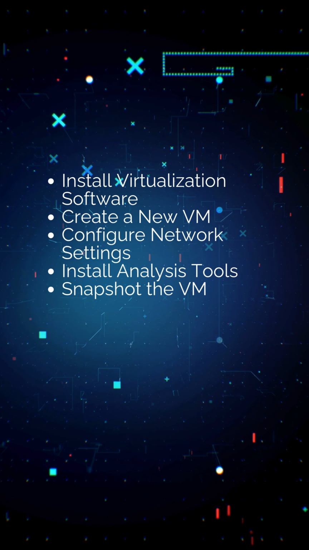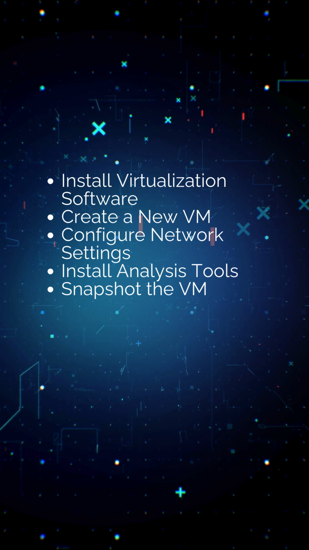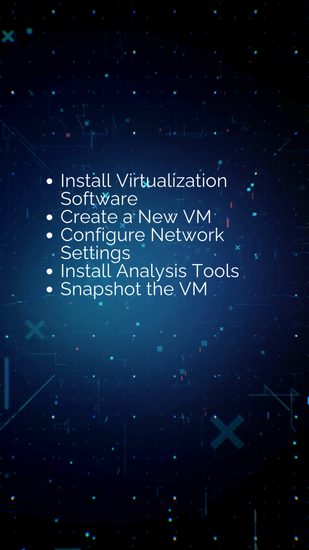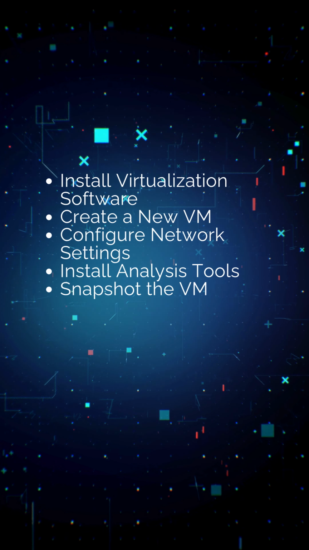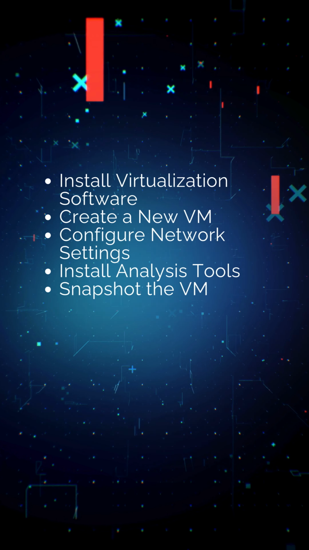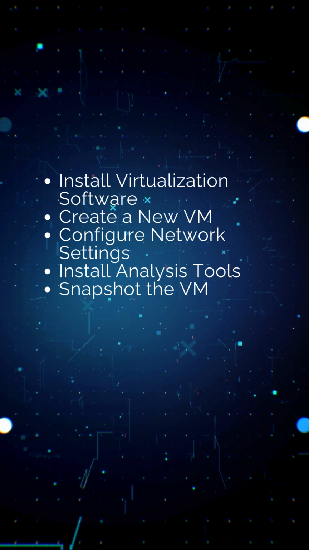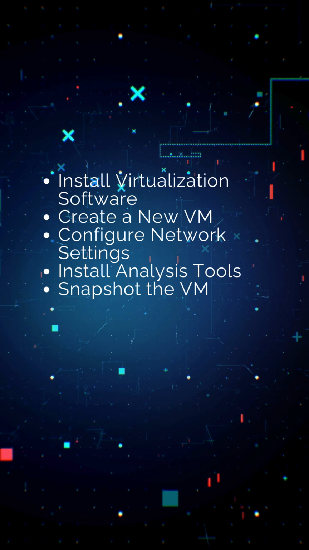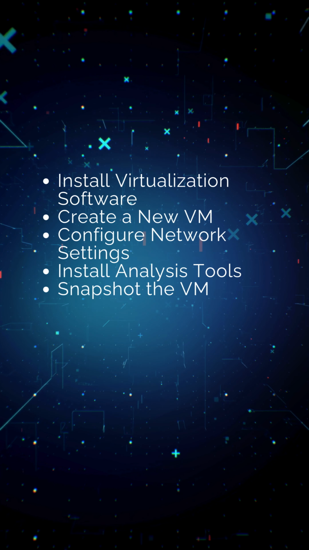Isolated virtual environments allow you to examine malware without risking the integrity of the host system or network. So virtualization software such as VirtualBox or VMware can be used to create these environments. The first thing you're going to want to do is install virtualization software, so downloading and installing a hypervisor like VirtualBox or VMware on your host machine.